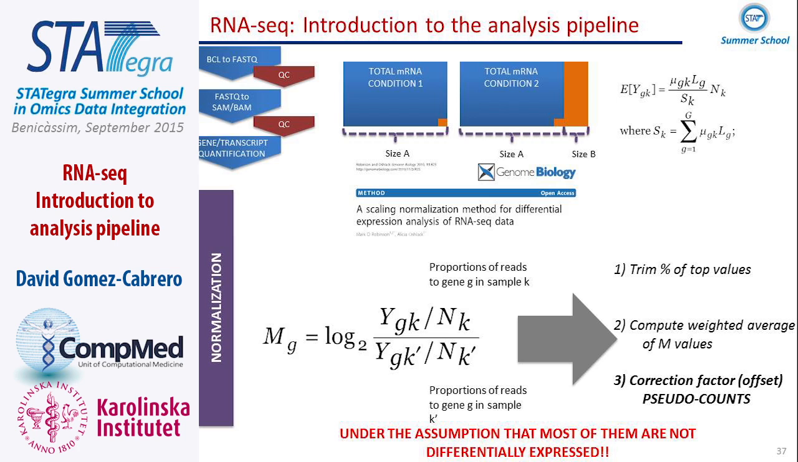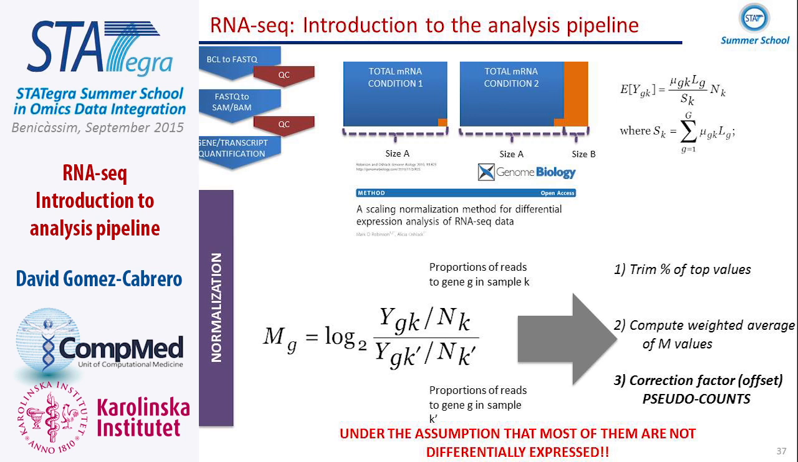But one of the main things, I think, is important: the assumption that most of them are not differentially expressed. What happens in a STATegra dataset? That most of them are differentially expressed, because the cell is kind of shrinking. It's going from cycling to non-cycling. So we should be extra careful when we do such things.